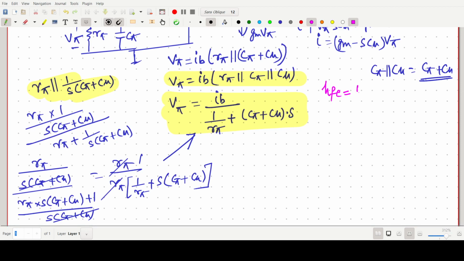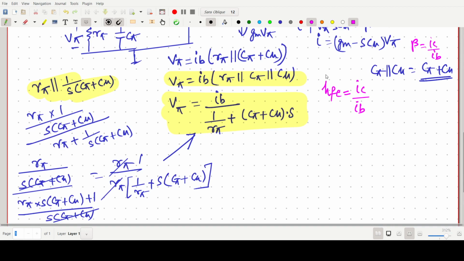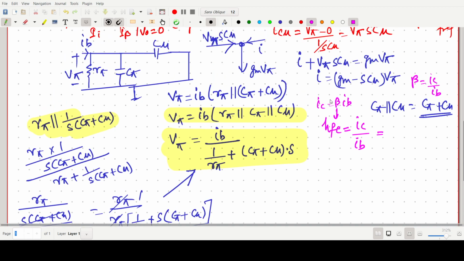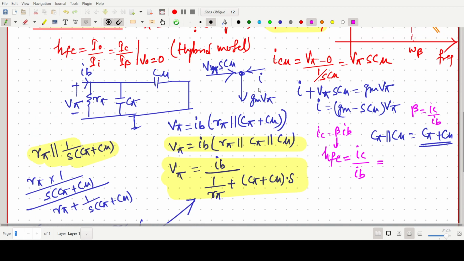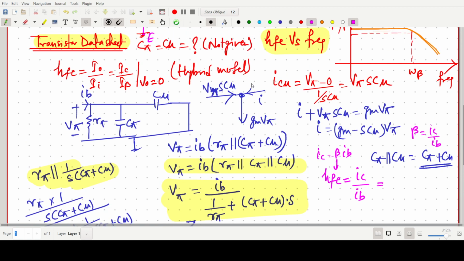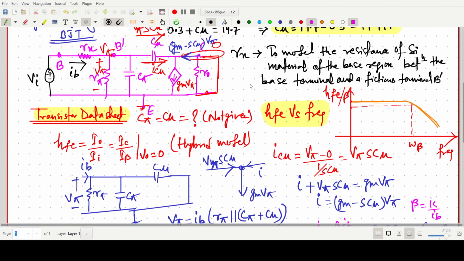Now after that, as we know, the HFE value is IC and IB. As we know, beta equals IC by IB, so IC equals beta times IB. This is nothing but simply HFE, the current gain, IC by IB. So now we know the value of IC here, the current that is going, where we have to find the IC. Okay, GM minus. This one is the total current going, so we can say this is IC.